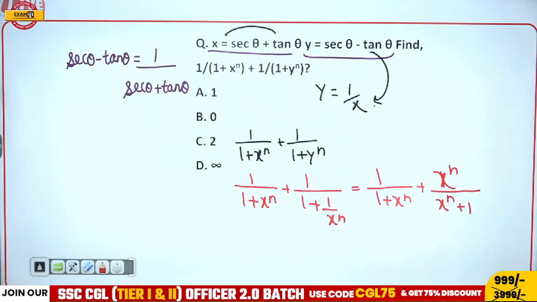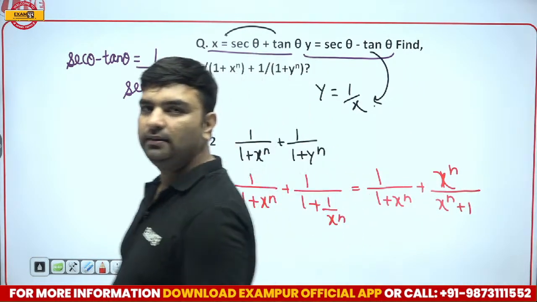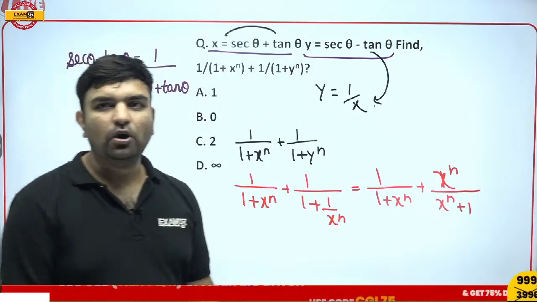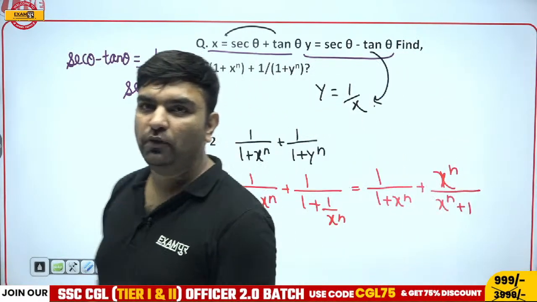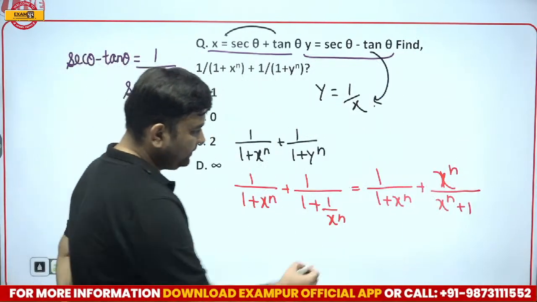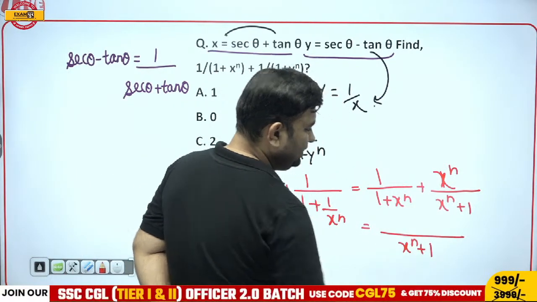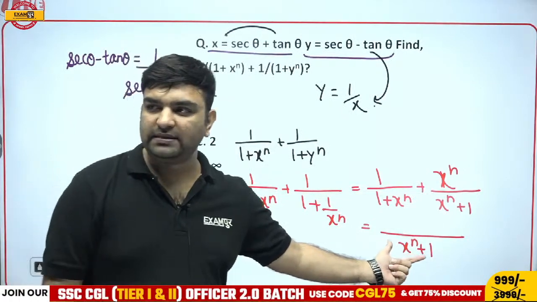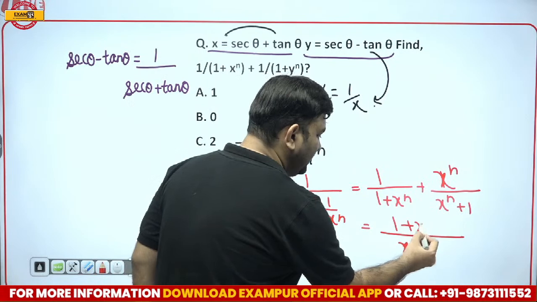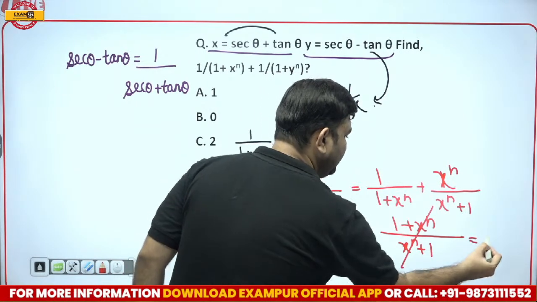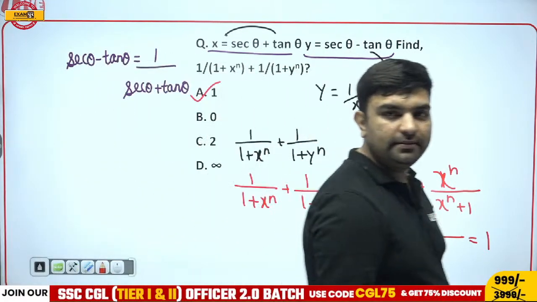Any problem till now, guys? The question is just about to finish. Take the LCM x power n plus 1. It will come in the addition. They will cancel out each other. 1 is the ultimate answer.